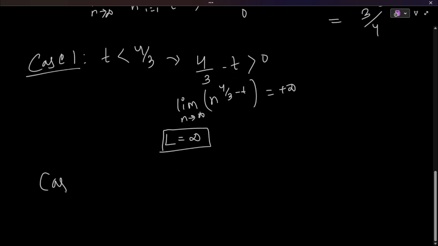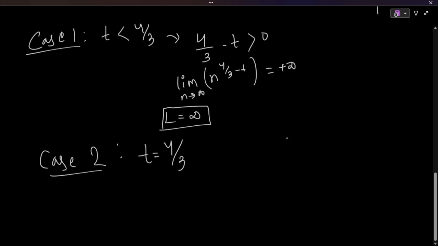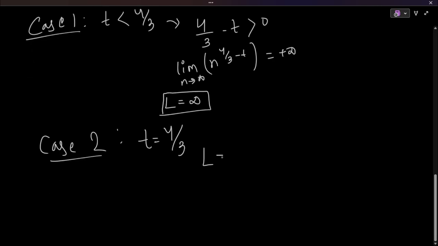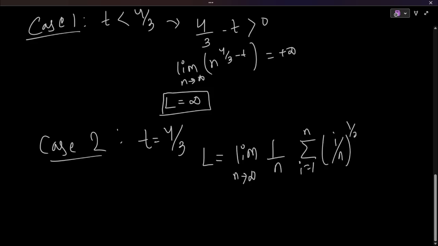So let's take case 2. Case 2 is t equal to 4 by 3. Now, if t is equal to 4 by 3, then L is equal to the limit as n tends to infinity of 1 upon n, summation i equals 1 to n, of i by n whole to the power 1 by 3, and the term n to the power 4 by 3 minus t goes to n to the power 0, which is 1, right? This, as we know, is the integral from 0 to 1 of x to the power 1 by 3 dx, and you get the answer 3 upon 4.